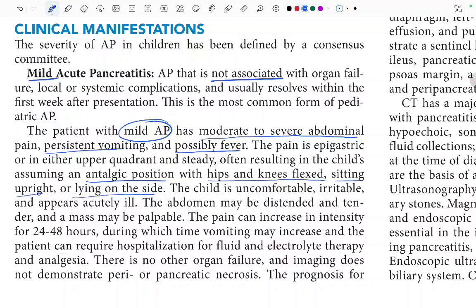The child is uncomfortable, irritable, and appears acutely ill. The abdomen may be distended, it may be tender, and a mass may be palpable. The pain can increase in intensity for 24 to 48 hours, during which the vomiting may increase and the patient can require hospitalization for fluid and electrolyte therapy and analgesia. There is no other organ failure, and imaging does not demonstrate peripancreatic or pancreatic necrosis.